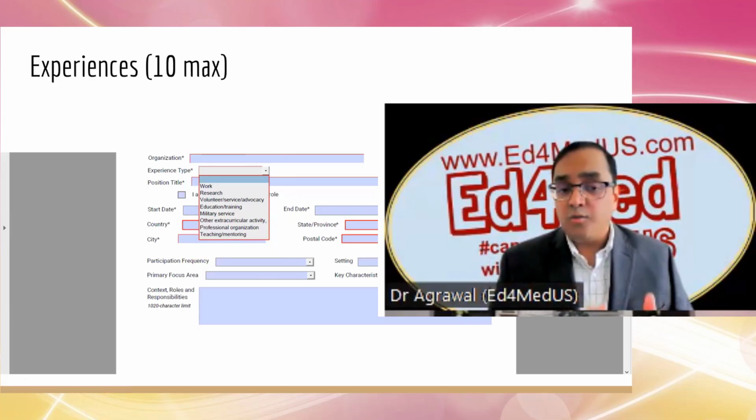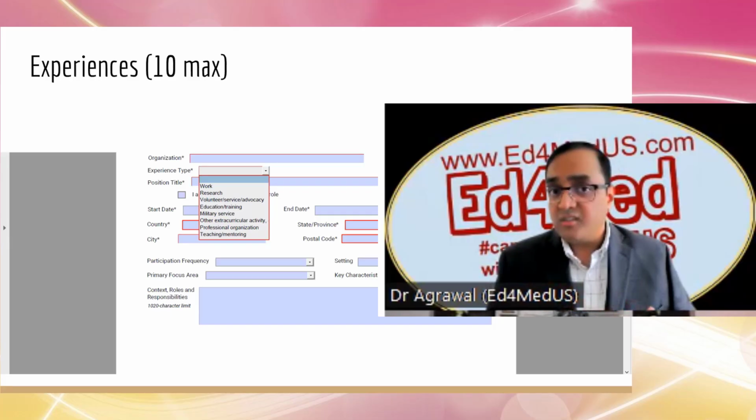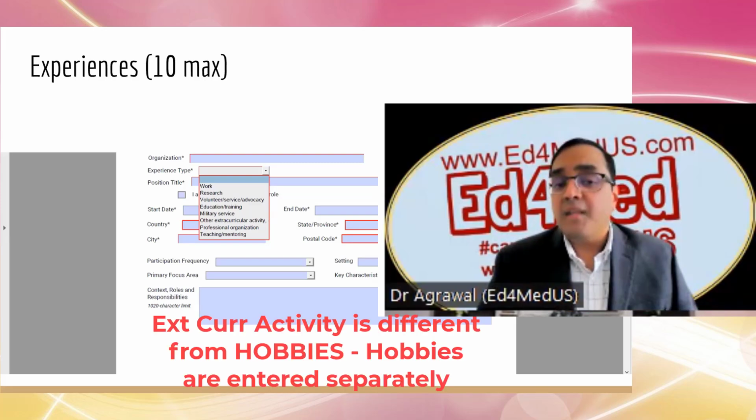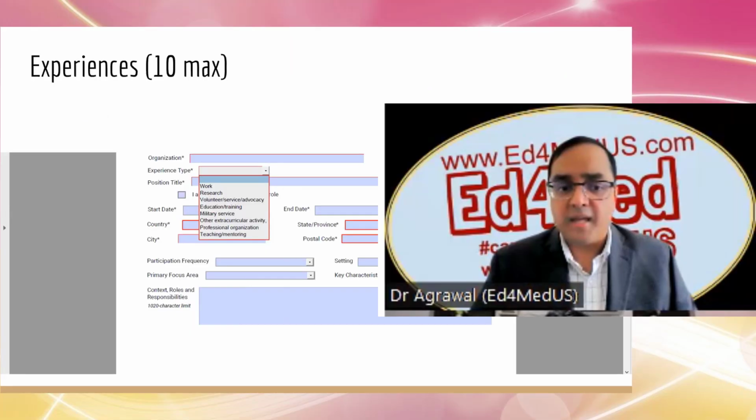your experience as education training, which basically means, for IMGs, their postgraduate training, their residency training in their home country, other extracurricular activity, and so the hobbies section has now moved. Professional organizations, nothing much. Maybe if you had some kind of leadership role, you can talk about that. And there are teaching and mentoring experiences. So let's start looking at that.